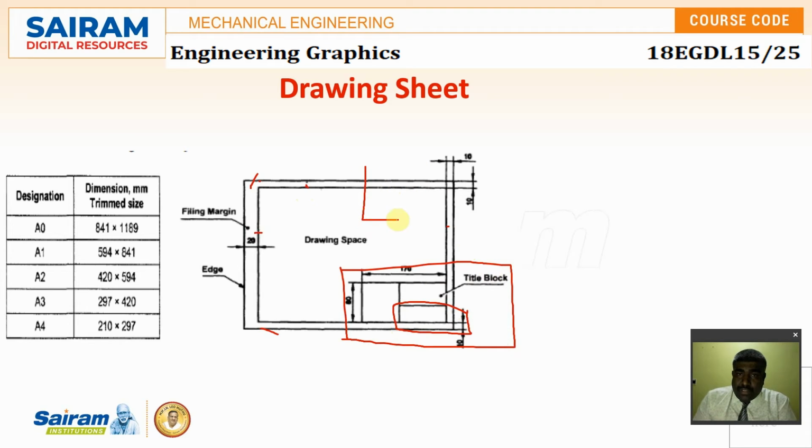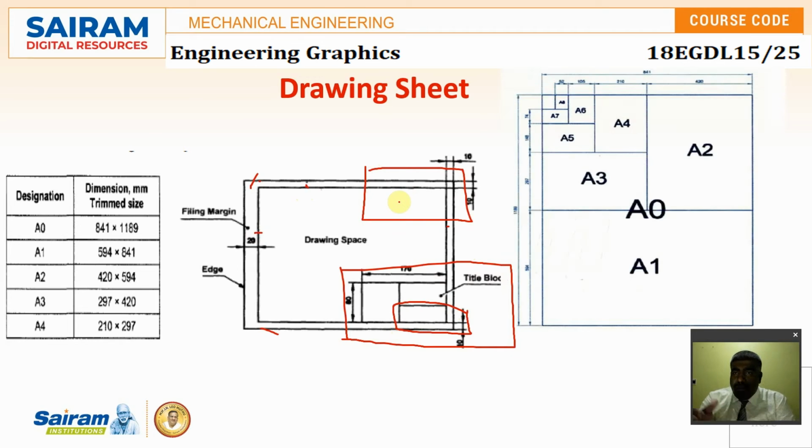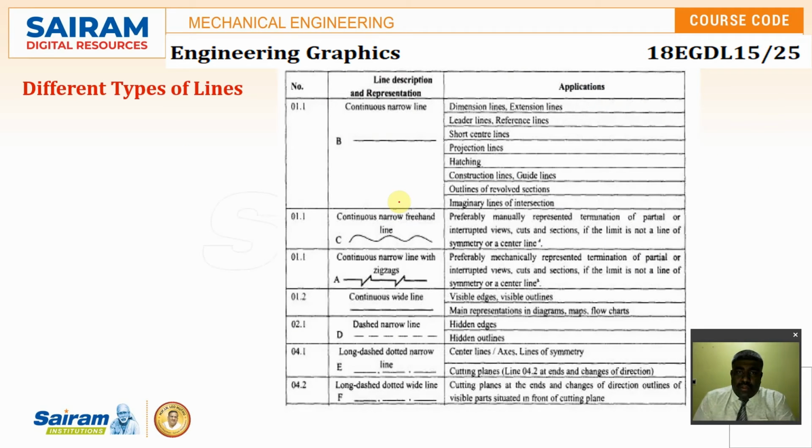And there will be another box at the top, which gives the information of revisions done to your drawing. And these are the different sizes of a drawing sheet. And these are different types of lines which will be used for the projection.